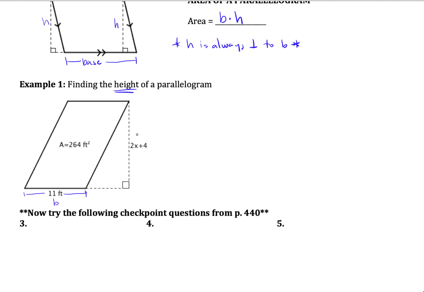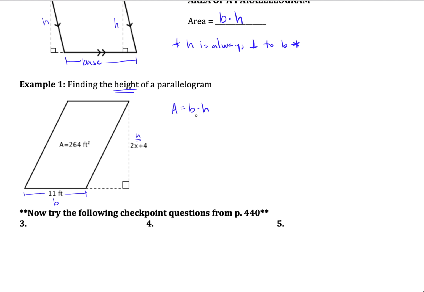So this 2x plus 4, that's our height. But we don't want to say that the answer is 2x plus 4. We want to find the value of x and then figure out what number this would be. So what we're going to do is start off by writing our formula. Area equals base times height.